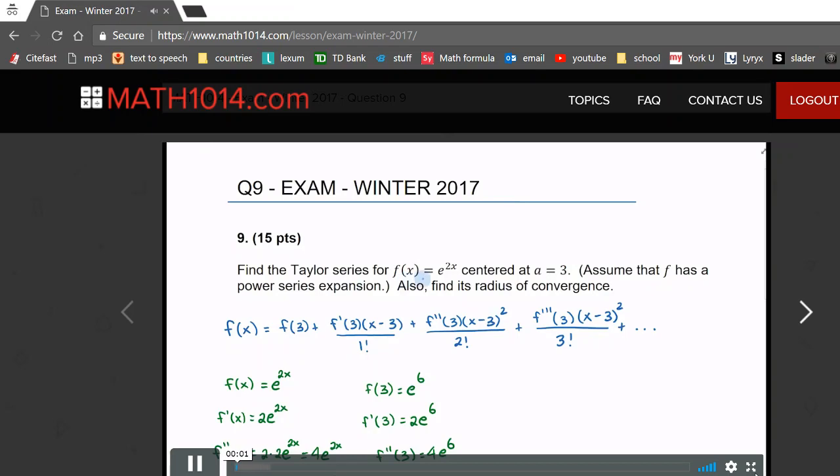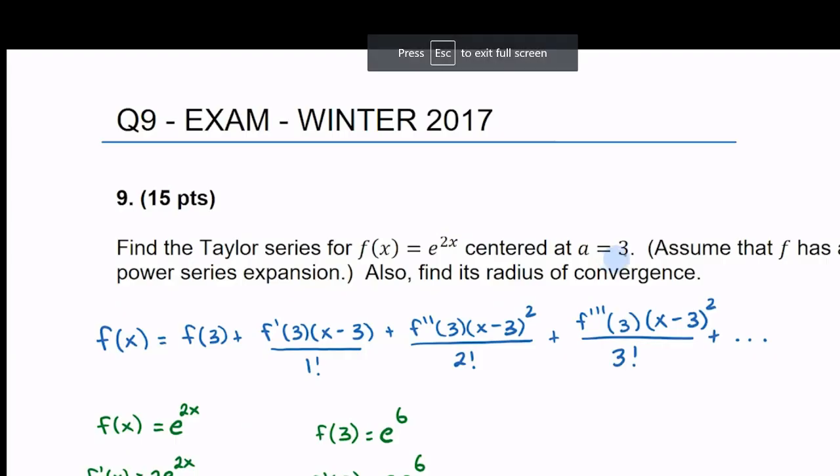Find the Taylor series for e to the 2x centered at a equals 3. Also, find the radius of convergence. So the Taylor series, assuming we're centered at 3, would be f of 3 plus the first derivative at 3 times x minus 3 over 1 factorial, second derivative at 3 times x minus 3 squared over 2 factorial, and this pattern would continue on forever.